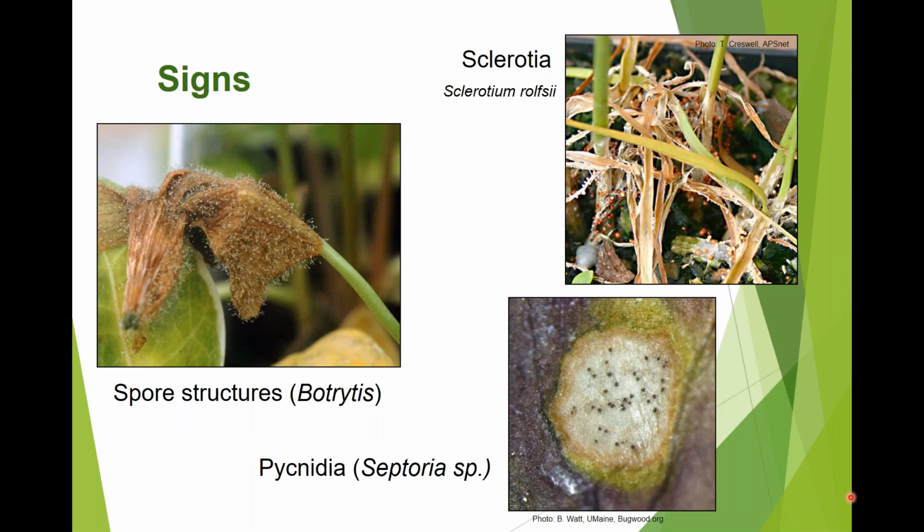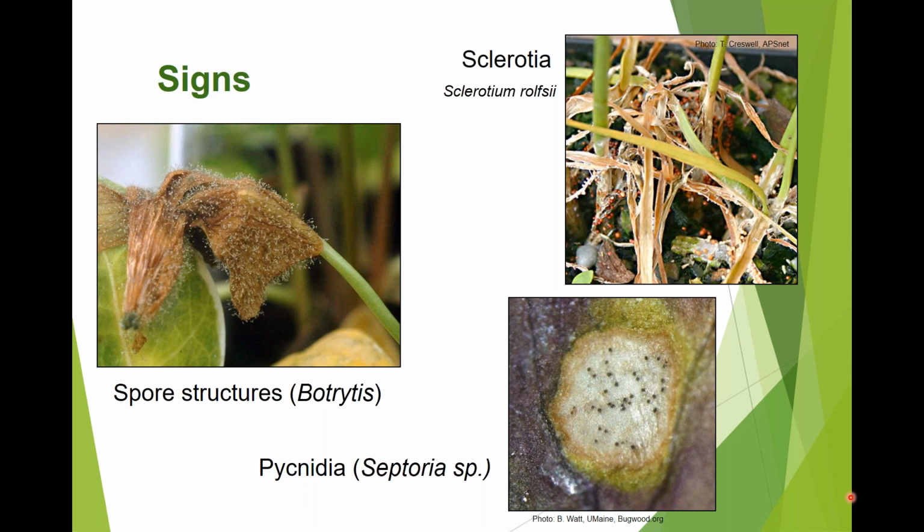Here are some more. The picture on the left, a very, very common fungus. Everybody should know what this is. This is botrytis, and the sporulation of botrytis. It's also called gray mold for obvious reasons. Sporulation looks kind of gray and gets quite fuzzy.